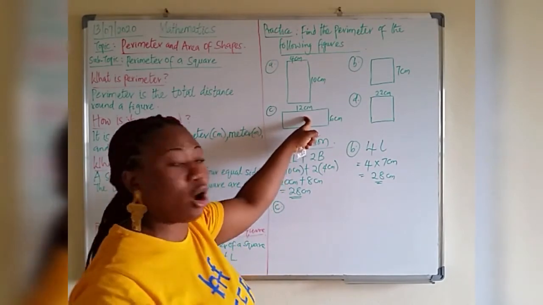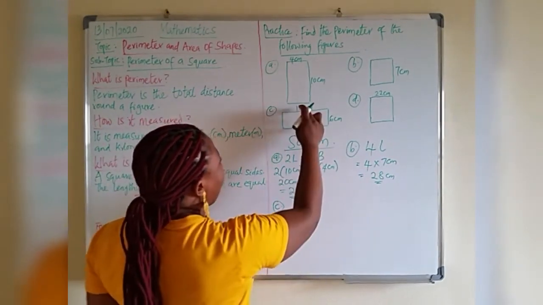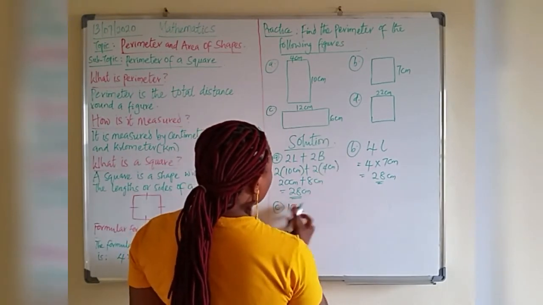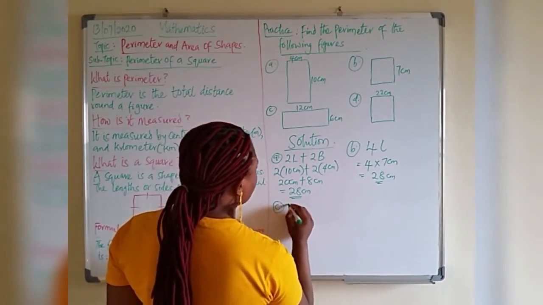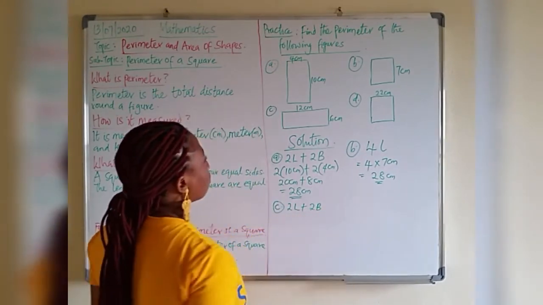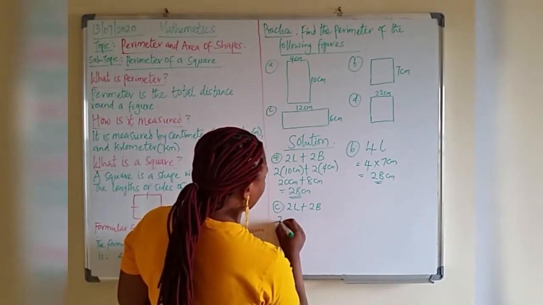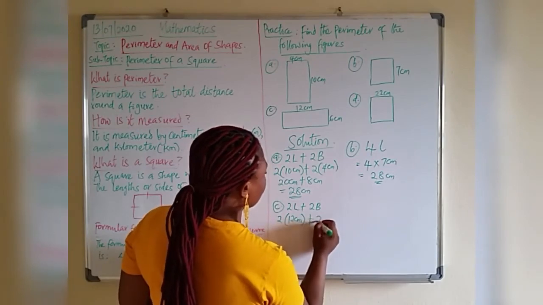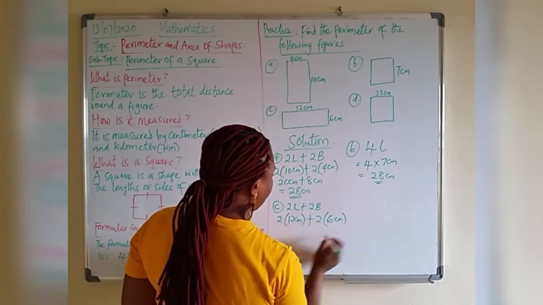As our third figure is also a rectangle. You can see that. And our rectangle here has a length of 12 centimeters. 2L plus 2B, that's the formula for finding the perimeter of a rectangle. So we are told that the length of this rectangle is what? 12 centimeters. So we have 2 into bracket 12 centimeters plus 2 into bracket. Our breadth here is what? 6 centimeters. So we have 6 centimeters in bracket.